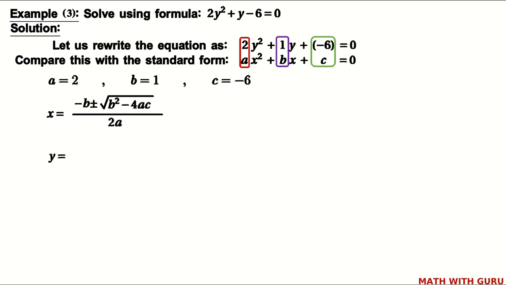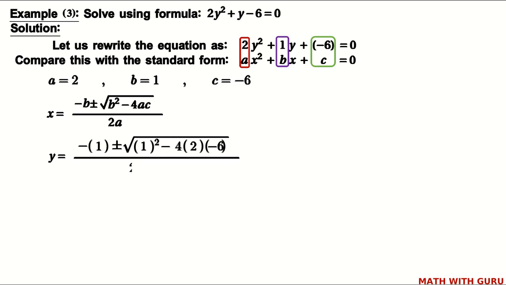Now, you should write y here because the variable in this equation is y. Don't write x. y equals minus b; b is 1, plus or minus root of b squared, 1 squared, minus 4ac; a is 2 and c is minus 6, whole divided by 2a; a is 2. Now let us simplify this.